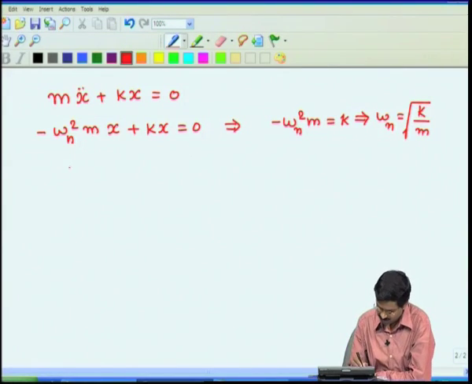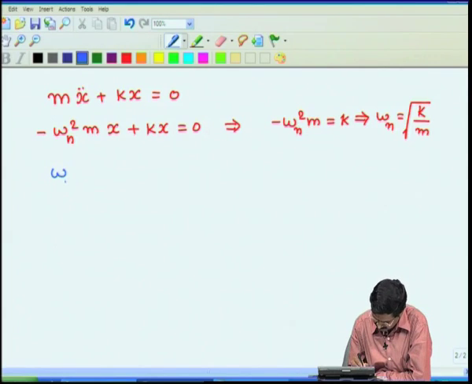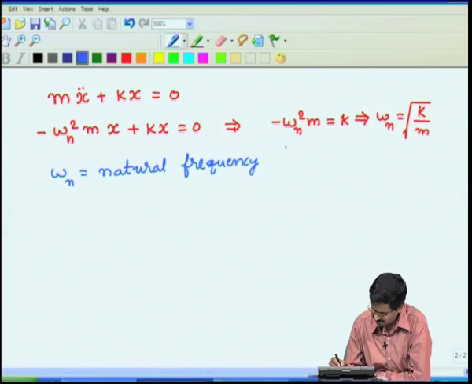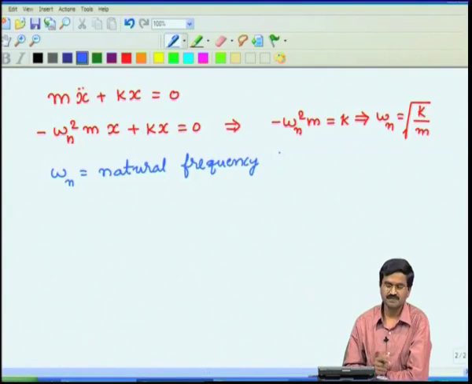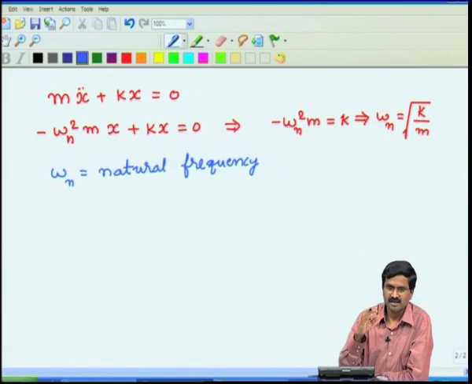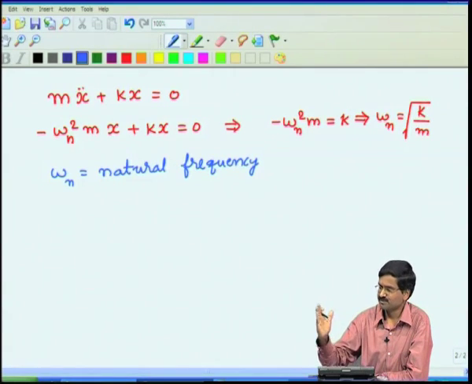Okay. And this omega n is called the natural frequency of this spring mass model. There is only one natural frequency here, because this mass has only 1 degree of freedom, just moving back and forth. If I take two masses, there will be two frequencies and so forth.